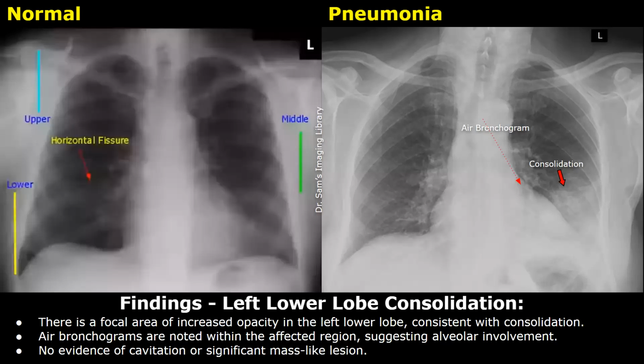Left lower lobe consolidation. There is a focal area of increased opacity in the left lower lobe consistent with consolidation. Air bronchograms are noted within the affected region, suggesting alveolar involvement. No evidence of cavitation or significant mass-like lesion.